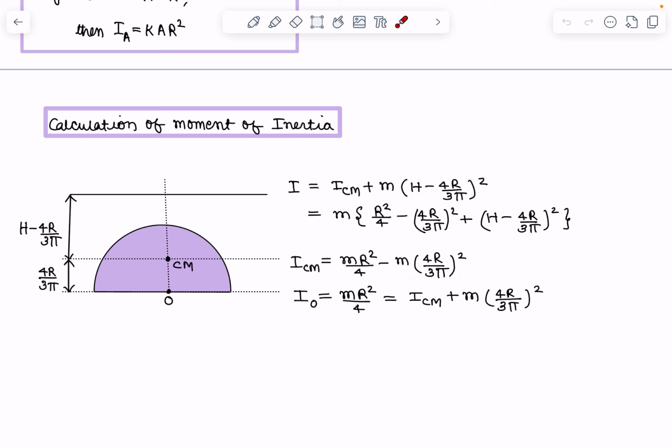Now we must use the parallel axis theorem one more time in order to find the moment of inertia of this shape about the water line, and that will be I equal to I_CM plus m times the distance between these two parallel axes, which is nothing but h minus 4r by 3 pi, and the square of it. When we substitute the value of I_CM from here, this is the expression which we get. So this is the moment of inertia. How do we get the second moment of area? Replace this m by the area of the shape, which will be nothing but pi r square by 2.